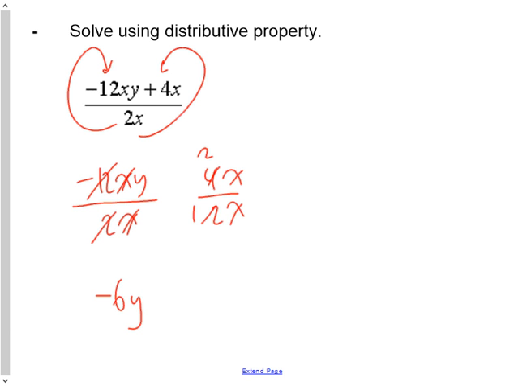4 over 2 makes 2 over 1. X over x makes 1 over 1. 2 times 1 is 2. 1 times 1 is 1, which means it's positive 2. Your solution is negative 6y plus 2.